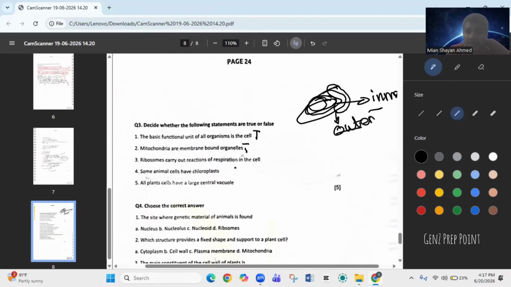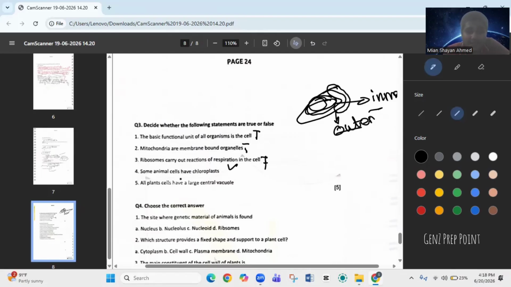Ribosomes carry out reactions of respiration in the cell. Ribosomes only have the function of protein synthesis. What is the purpose of respiration? Mitochondria. So this is a purpose of mitochondria, not ribosomes. So this is false.